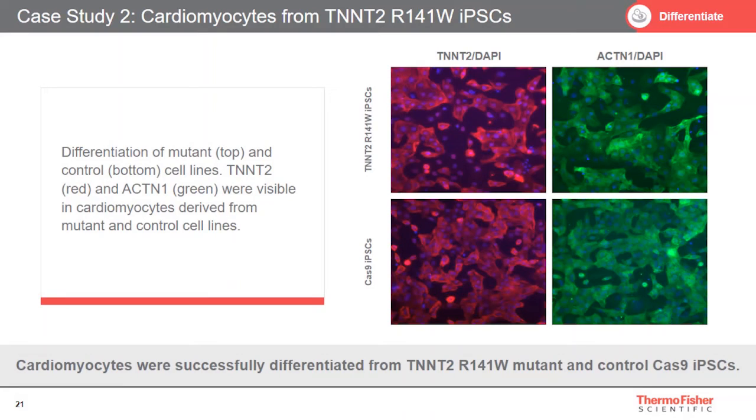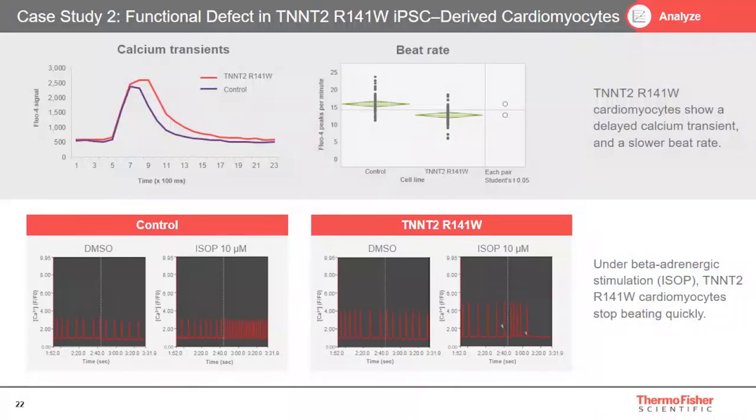And this is really evident as you see both the control and mutant lines staining positive for TNNT2 in red or actinin in green. And these two are structural proteins that are essential for the contractile apparatus in cardiomyocytes. Again, indicating here that cardiomyocytes were successfully derived from both the TNNT2 R141W mutant line as well as our parental control Cas9 iPSC line. So we then examined whether functionality in the mutant cardiomyocytes is compromised by monitoring calcium transients.